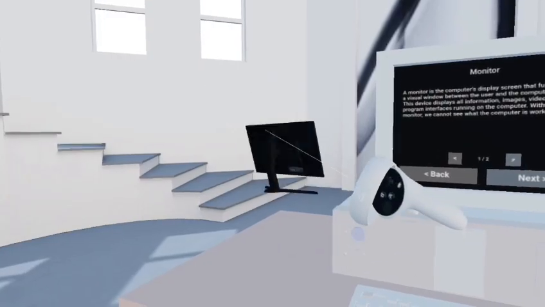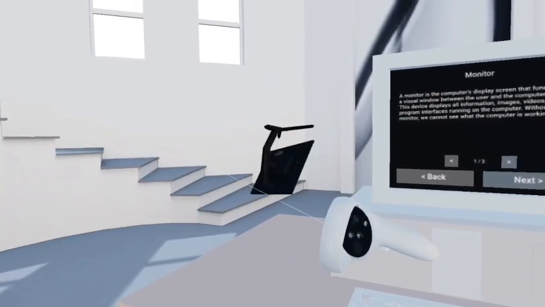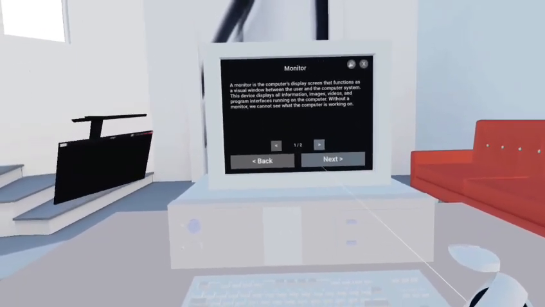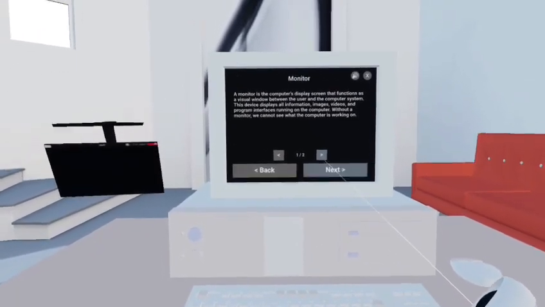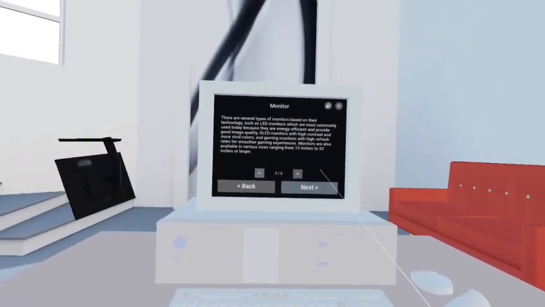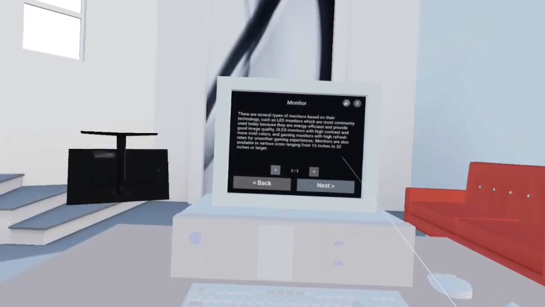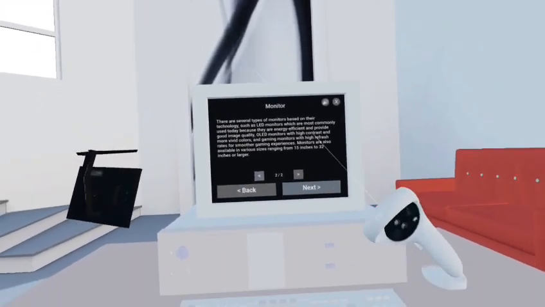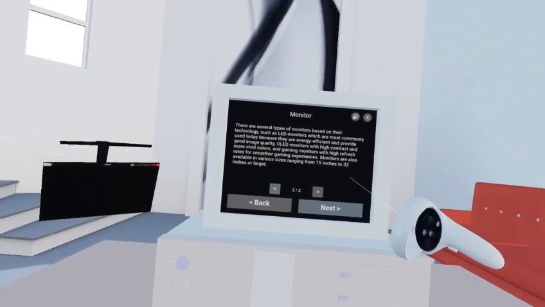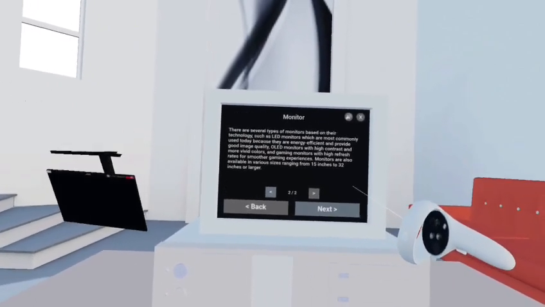There are several types of monitors based on their technology, such as LED monitors, which are most commonly used today because they are energy efficient and provide good image quality, OLED monitors with high contrast and more vivid colors, and gaming monitors with high refresh rates for smoother gaming experiences. Monitors are also available in various sizes ranging from 15 inches to 32 inches or larger.